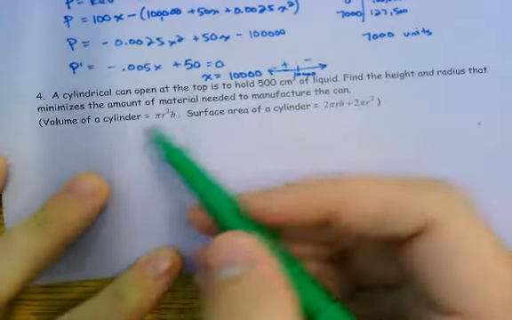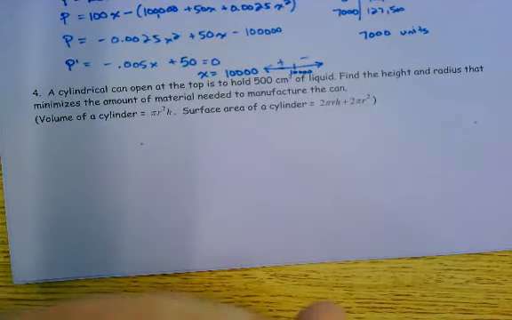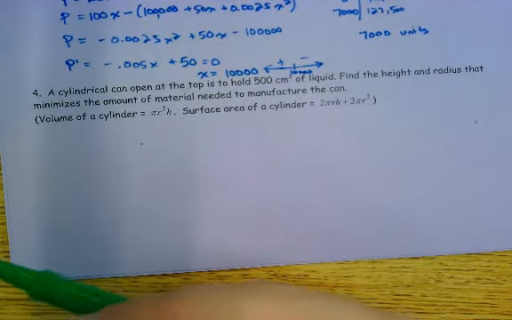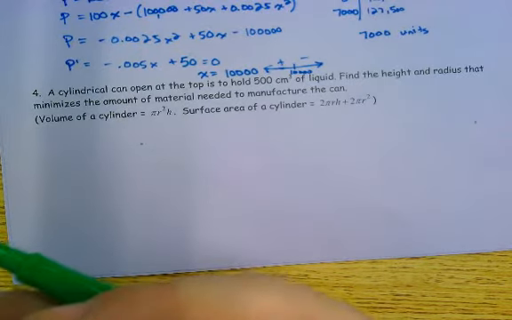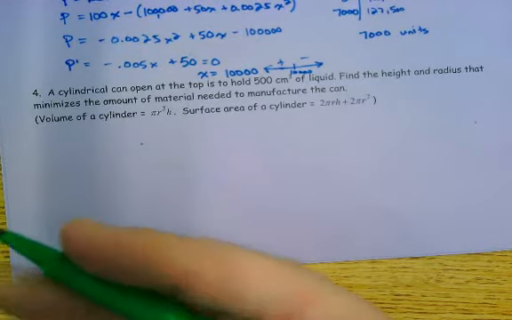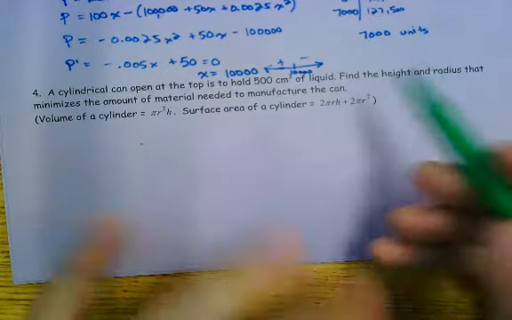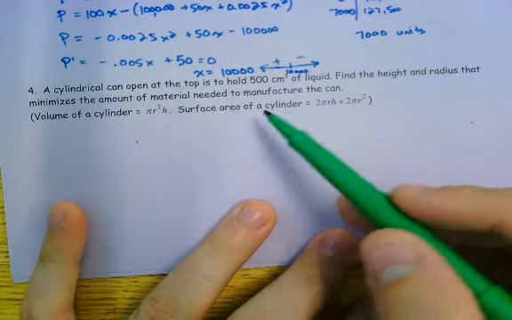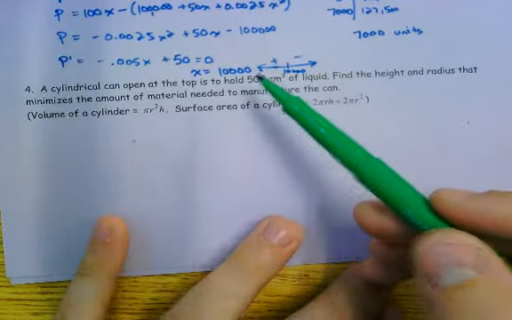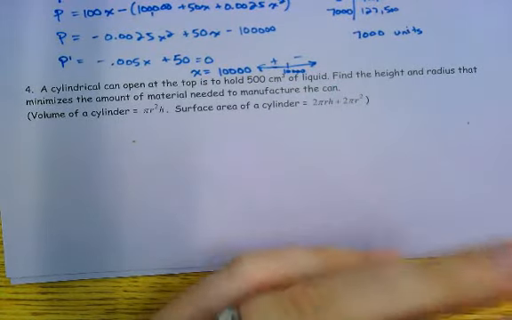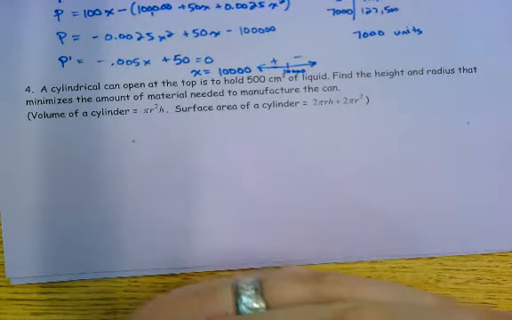Okay, so this is nice. It gives us some information here. We have a can that's open at the top. So I'm trying to minimize what though? The amount of material, which would be the surface area. So here's my surface area of a cylinder. But the cylinder they're giving us isn't just any old cylinder. It's got an open top.